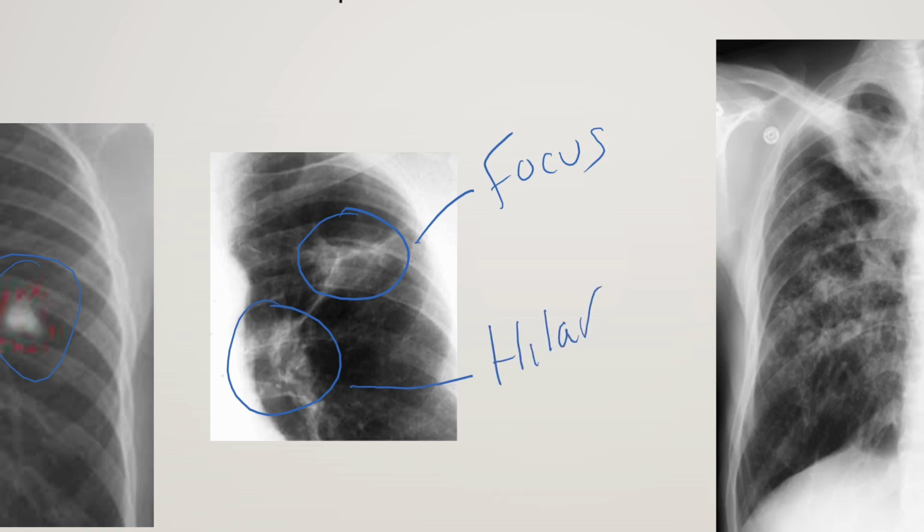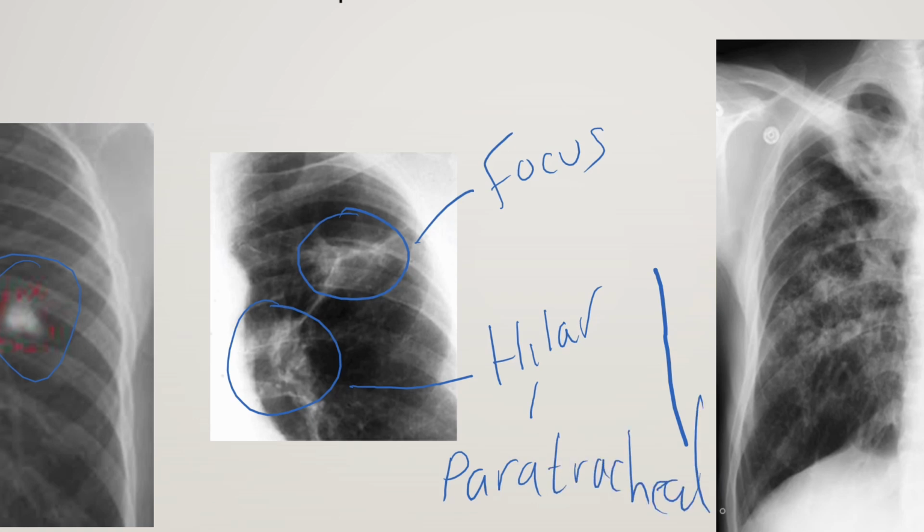One thing I should have mentioned before, these lymph nodes, hilar lymph nodes, can be hilar, yes, but it can also be paratracheal. So the actual TB can spread to hilar lymph nodes or paratracheal, so keep that in mind. However, here's your hilar lymph node.